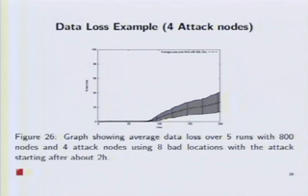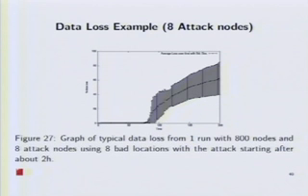So here's the data loss example, this time with 4 attack nodes, again in our 800 node network. Exact same scales for everything. Here we have about 30% data loss with 4 attack nodes. Okay, so here's with 8 attack nodes, which is 1% of the network. And it's pretty drastic. You can see that there's about 60% data loss in the network.